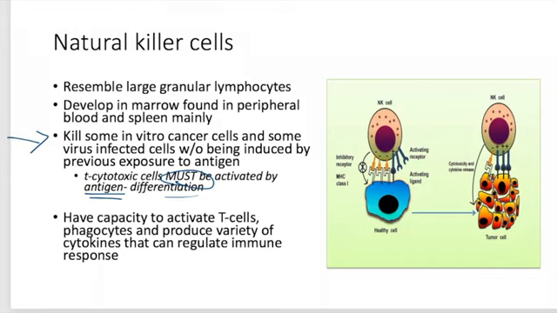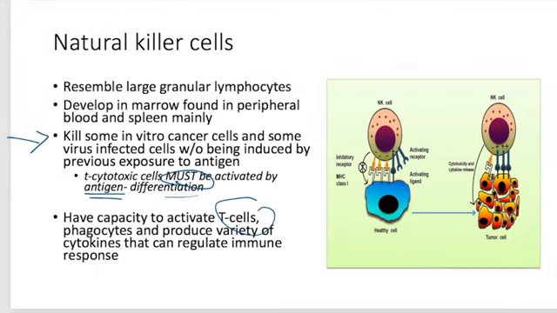They also have the capacity to activate T cells. So when we talk about adaptive immunity, this is another way that we're going to be able to activate T cells, is natural killer cells. They also produce a couple of cytokines that regulate the immune response. These guys develop, so they're found in the marrow and then peripheral blood and spleen mainly.